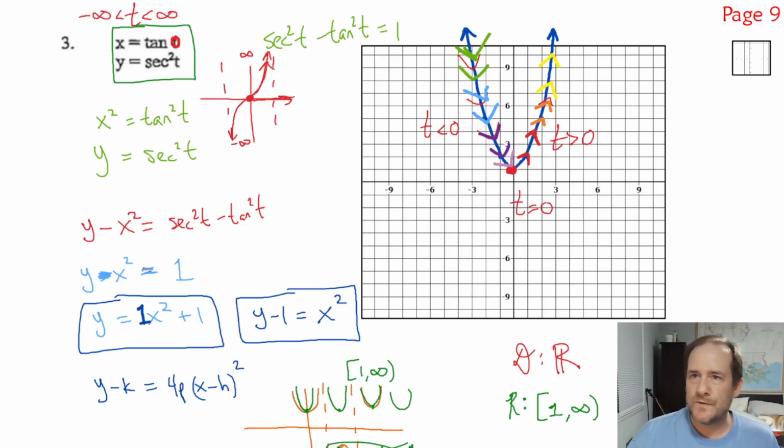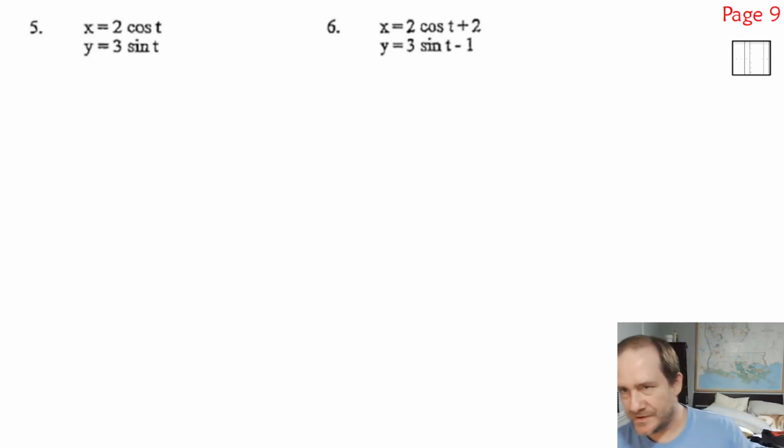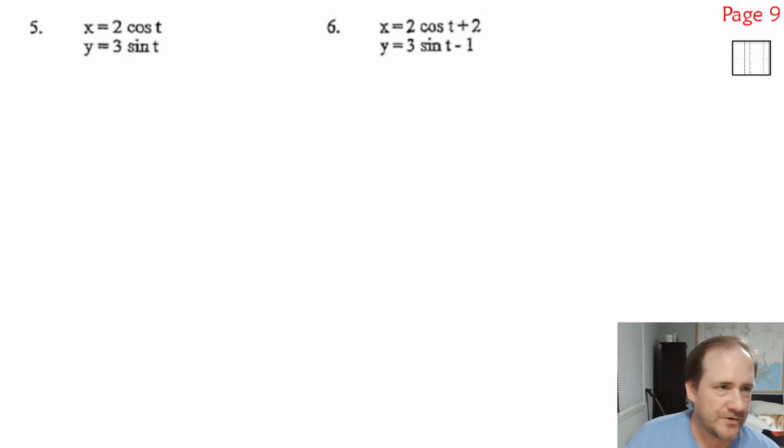Let's go on. We did 4. Let's do 5. I don't want to do 5. You guys are good at ellipses, aren't you? Isn't 5 an ellipse centered at the origin, and the major axis has a length of 6 and it's vertical, and the minor axis has a length of 4 and it's horizontal, and that's fine. Let's not do it. Okay, fine. I'll do it.